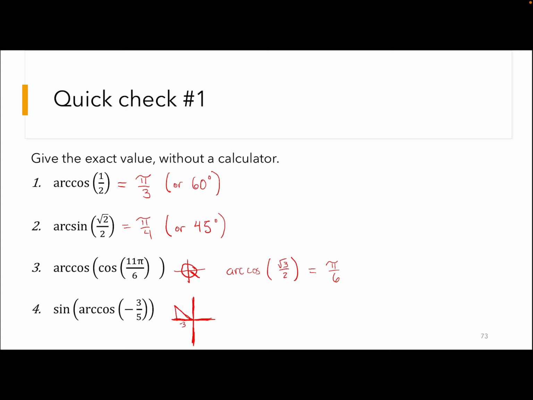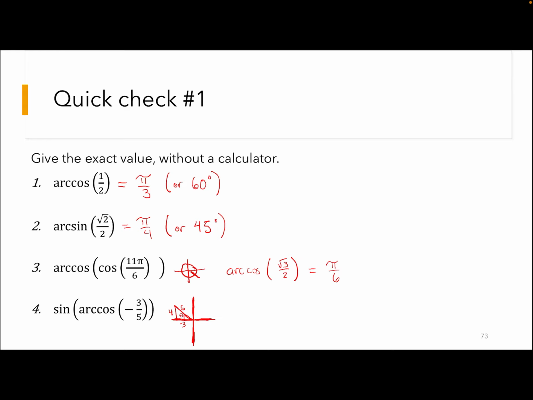Cosine is negative 3 over 5. So this is going to be our negative 3, and the hypotenuse is going to be 5. If we did the Pythagorean theorem, we get the vertical side is 4. So if this is our theta that we use as a reference angle, then what we're asking, what is the sine of an angle that has a cosine of negative 3 over 5?